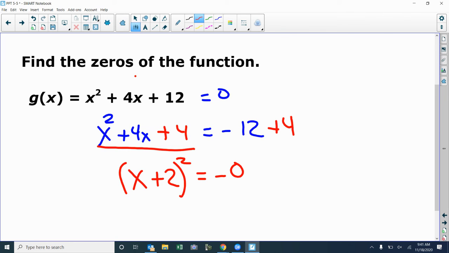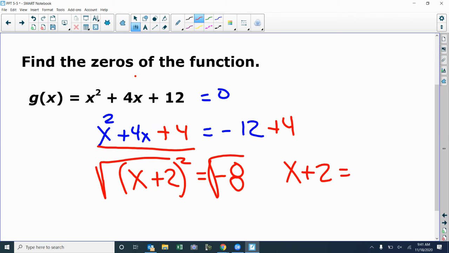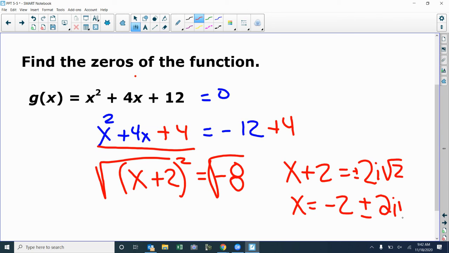Looks like I'm gonna get -8 over here. Taking some square roots, I'm gonna have x plus 2 equals, simplifying the square root of -8, it comes out to be 2i square root of 2. Finish this up, take the 2 over, comes -2, plus or minus, we need that plus or minus there, 2i square root of 2.